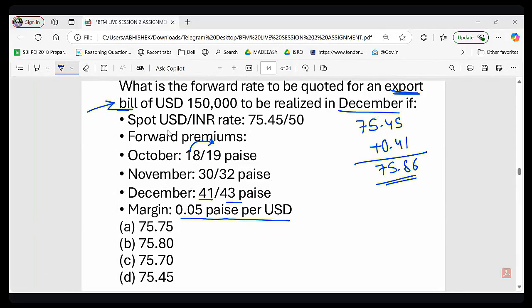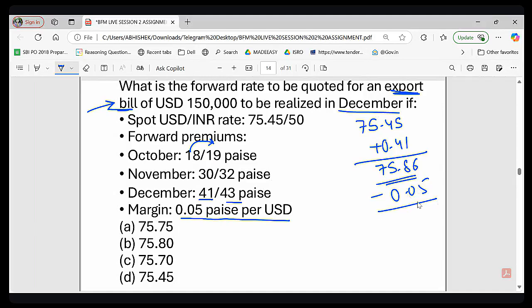Margin को क्या करना है, घटाना है, क्योंकि export transaction है, buying transaction है, right? So margin has to be subtracted. So bank will deduct 0.05 paisa, right? So after deduction, how much you will get? You will get 75.81, right?